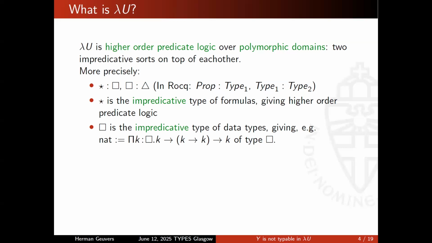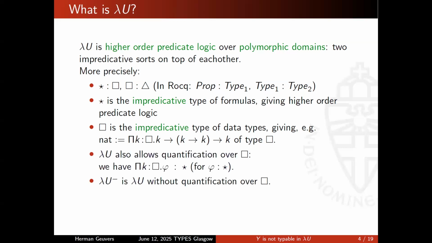Okay, so there's various ways. I will call the things in here types and the things in there kinds, because that's how we used to do that at the time. Okay, so lambda U also allows quantification over this whole universe. So you can write this. And lambda U minus is if you don't do that. So lambda U and lambda U minus are slight variations. And they're both inconsistent, by the way.